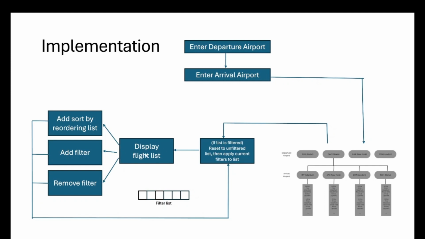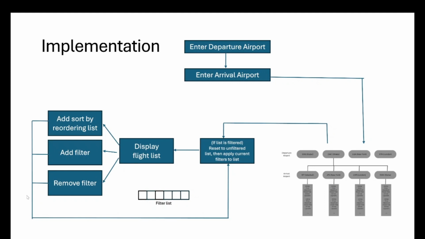After that, the list of flights is displayed, and then the user is asked if they want to sort the list, add a filter or remove a filter. If the user chooses to sort, then the list is sorted right then, but if you choose a filter, then it won't filter the list yet. It'll just add it to this filter list here.